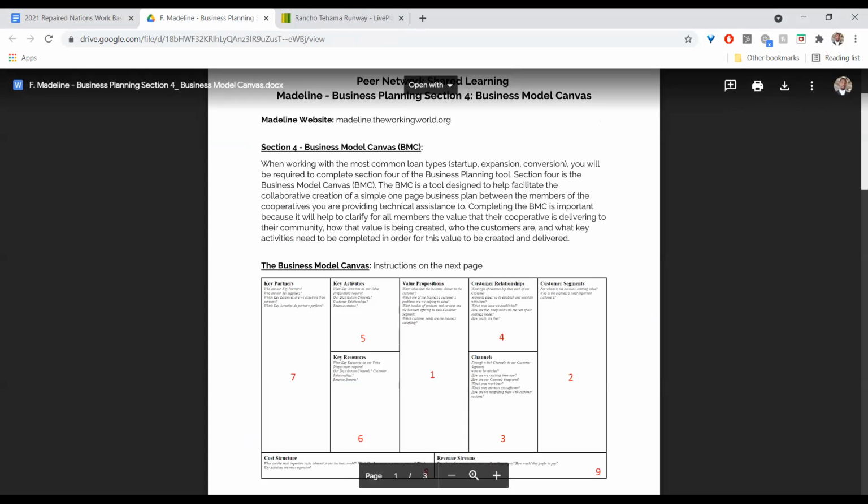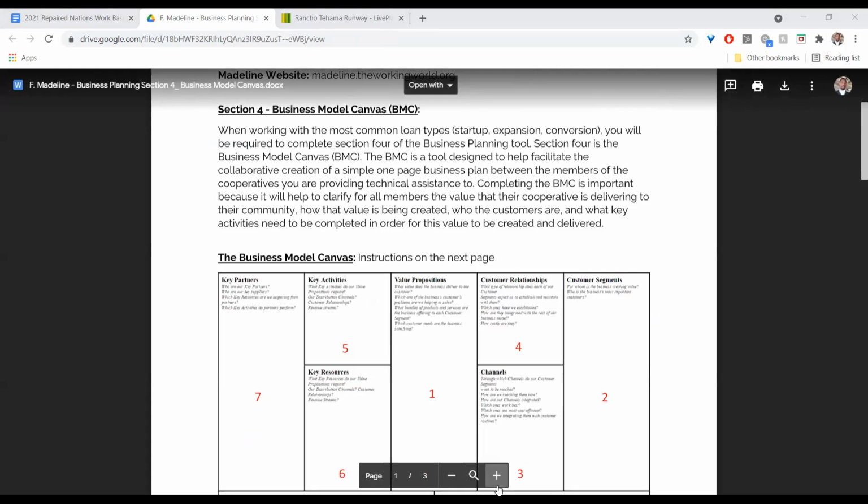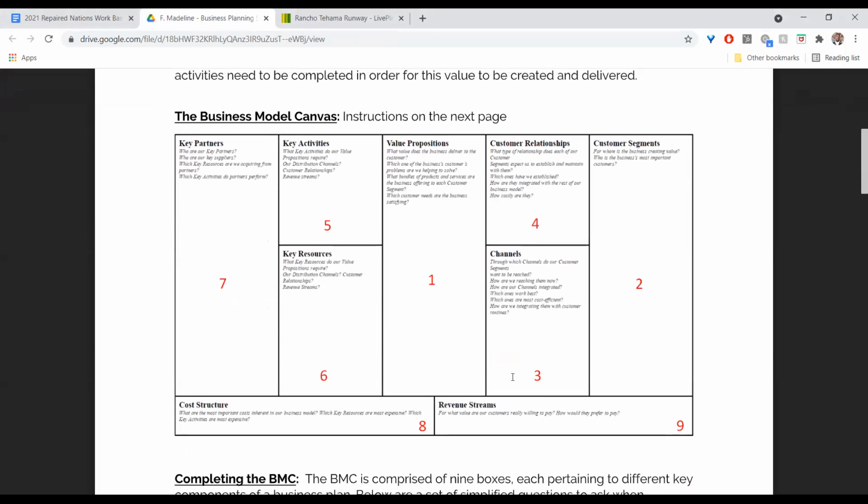So pulling up this business model canvas, just as a reminder of what we were looking at yesterday. It's got 9 sections that help a person, whether they're an investor, potential partner, or whatever, know a bunch about your business in a really condensed fashion.